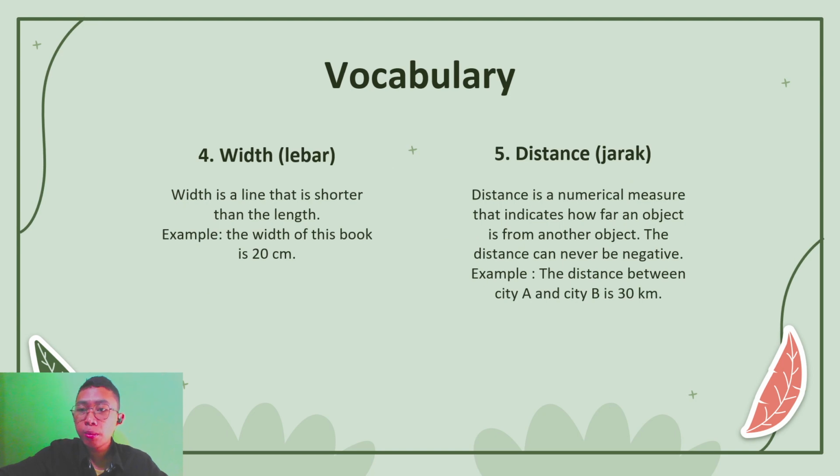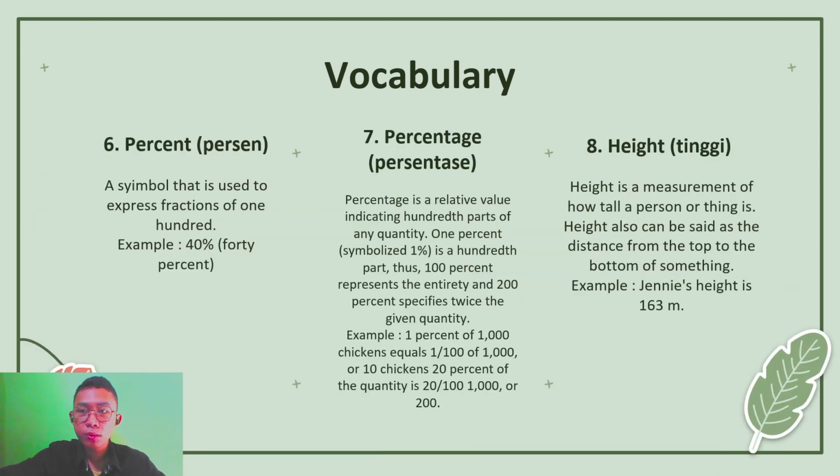Width, in bahasa is lebar. Width is the line that is shorter than length. Example, the width of this book is 20 centimeters. Distance, in bahasa is jarak. Distance is the numerical measure that indicates how far an object is from another object. The distance can never be negative. Example, the distance between city A and city B is 30 kilometers.